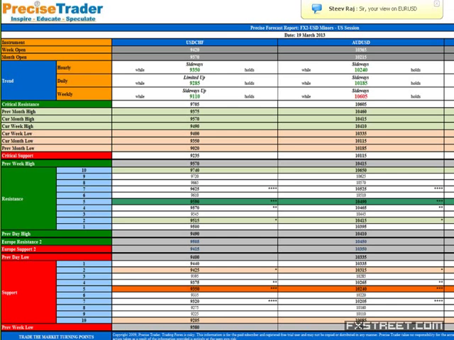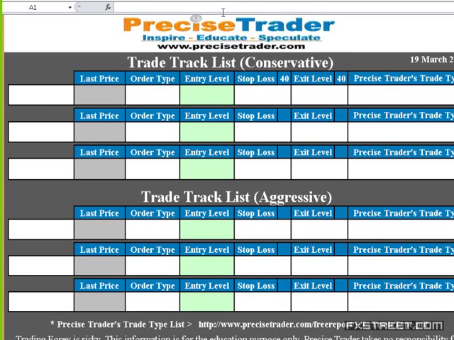Let me give you a trade setup based on this. Let me change the thing so that you can clearly see.